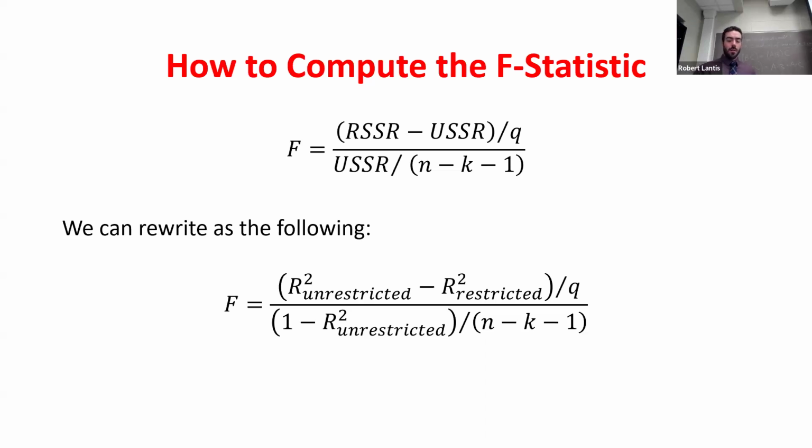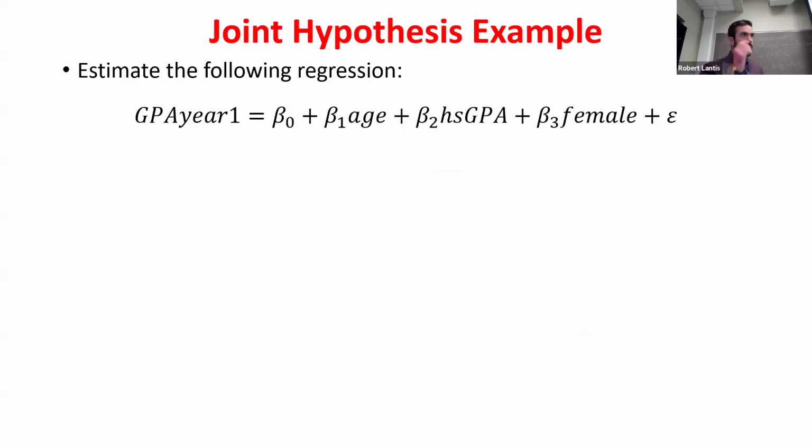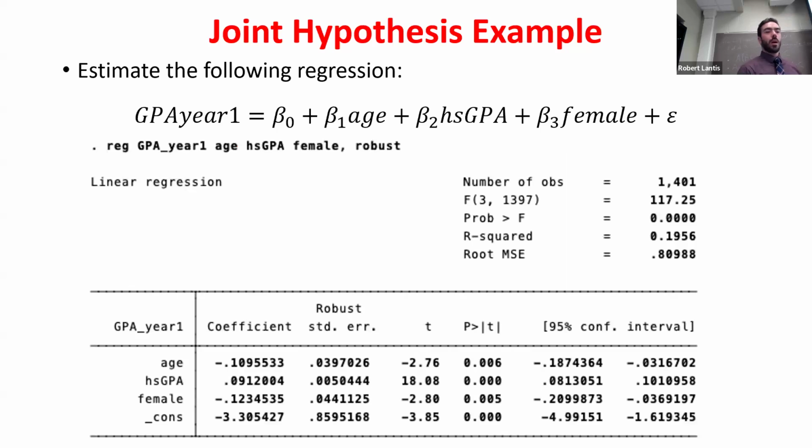All right, so let's look at some actual results from Stata, and then we'll kind of dive deeper into the actual do file, right? So let's say I was trying to predict GPA in your first year of college. I've got age, high school GPA, and an identifier for whether or not the individual is female, right? So I run this regression. I don't know, I decided to throw in the robust command just to remind ourselves, what is that robust command controlling for?